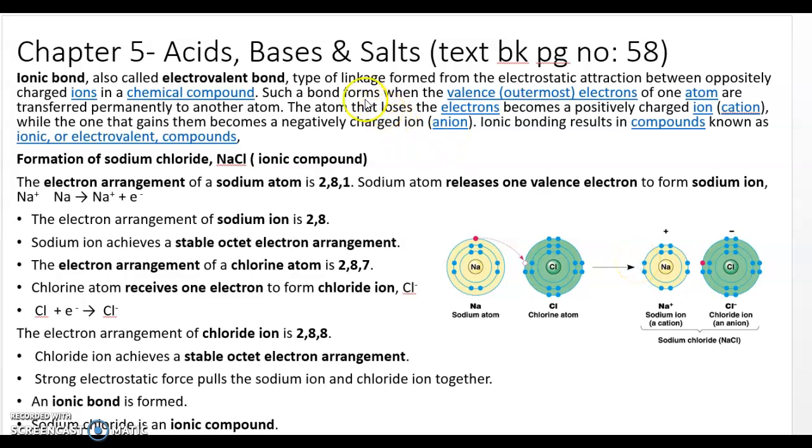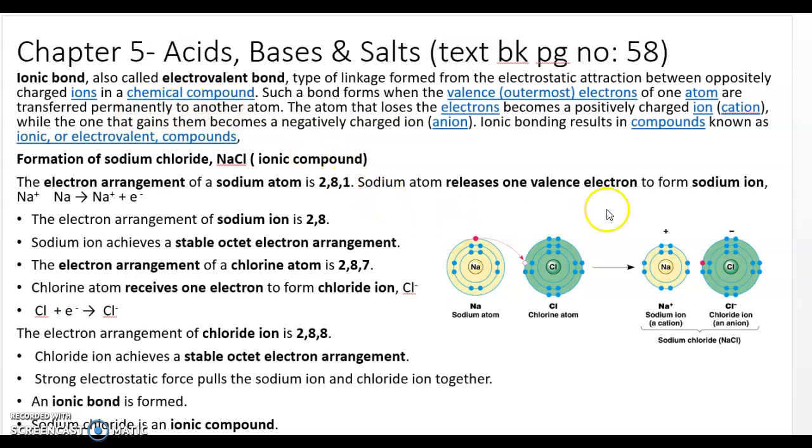So how does it happen? Now if you consider this atom as sodium, the atom which loses an electron gets positively charged and the atom which gains an electron gets negatively charged. Positive ions are called cations and negative ions are called anions. Then the force of attraction between these two ions results in the formation of the bond and the compound. So it states that it is a type of linkage formed from the electrostatic attraction between the oppositely charged ions in a chemical compound.